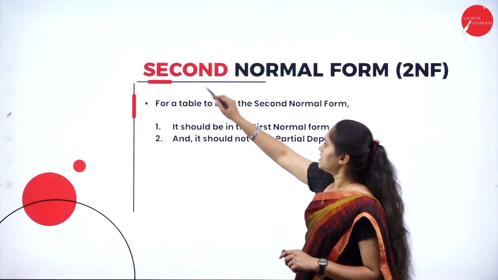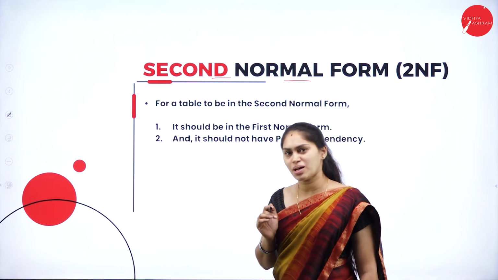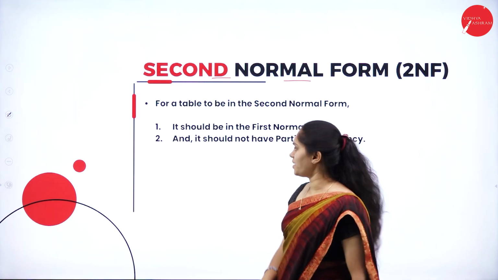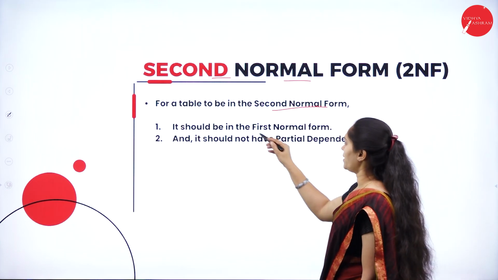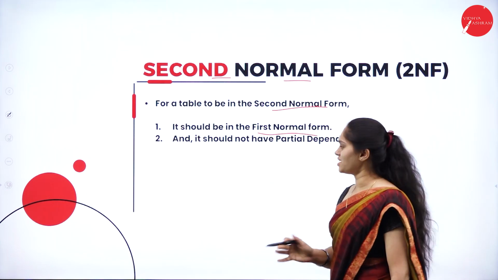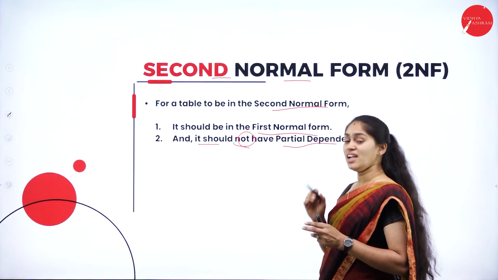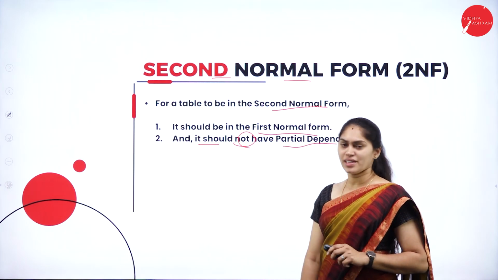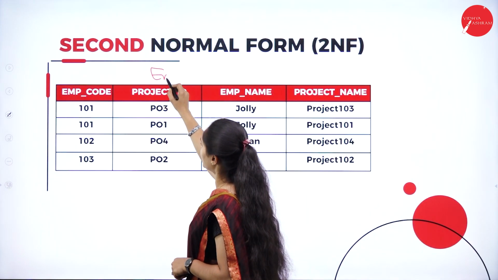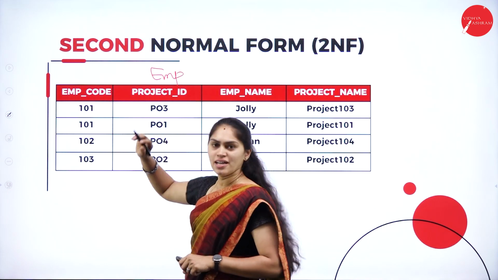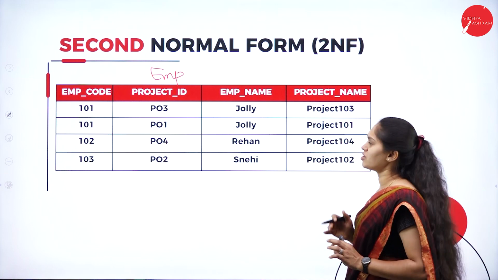Next, we have the second normal form. If you want to go for a second standard, first you should complete the first standard, no? In the same way, if you want the table to be in second normal form, then it should be in the first normal form first. Then what is the second point? It should not have any partial dependencies. Here we have an example so you can understand easily. Let me consider the table as employee. In that we have employee code, project ID, employee name and project name.